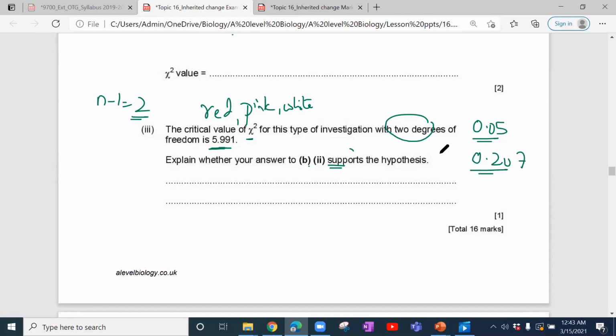So this is 5.991 and your answer 0.207, or rather this is your calculated chi-squared value, and this is the critical chi-squared value that we see in the table. If you compare your calculated value with this value, it is quite small, right? It means we are going to accept the null hypothesis.